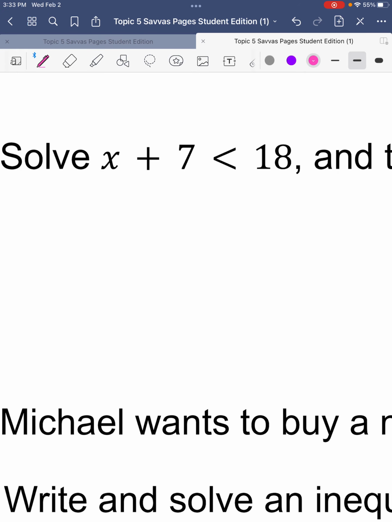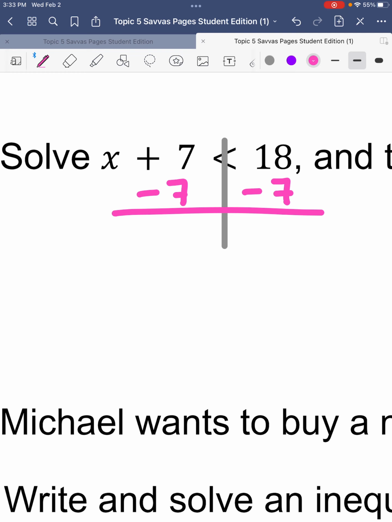So number 4, solve x plus 7 is less than 18. First thing I'm going to do is draw my line through my inequality symbol. And I'm trying to get that x by itself. And it's connected to a plus 7. We're adding 7 to it. So how do I undo adding 7? Well, I subtract 7. So I'm subtracting 7 on both sides.